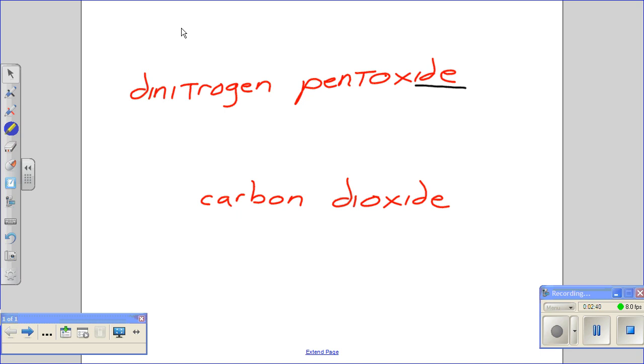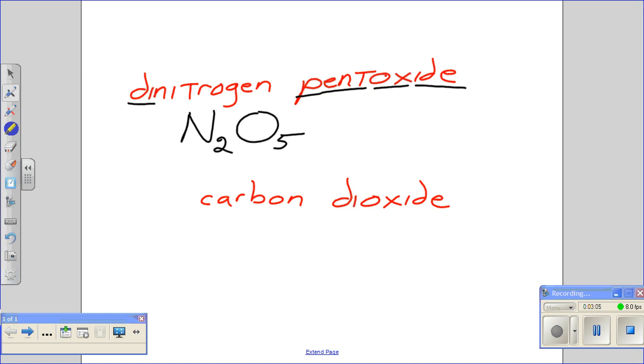Dinitrogen pentoxide. So I know I've got nitrogen, and the di part tells me that there are 2 nitrogen. Ox, I know I've got oxygen. The pent part tells me that I've got 5 oxygen. Writing formulas from these names is easy.